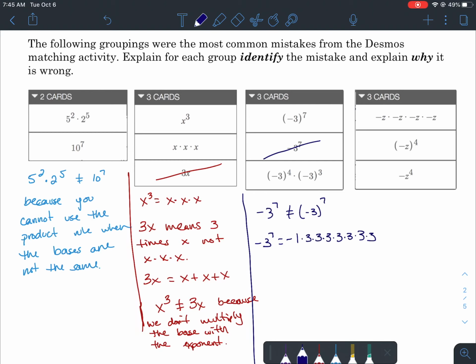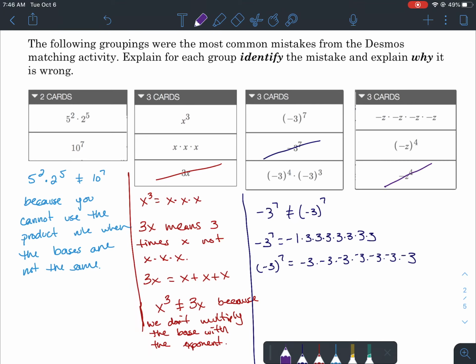times 3. Negative 3 all in parentheses to the 7th is actually negative 3 times negative 3 times negative 3 times negative 3 times negative 3 times negative 3 times negative 3. That's the difference. So negative 3 to the 7th without parentheses does not belong. And that actually leads us into our final one.